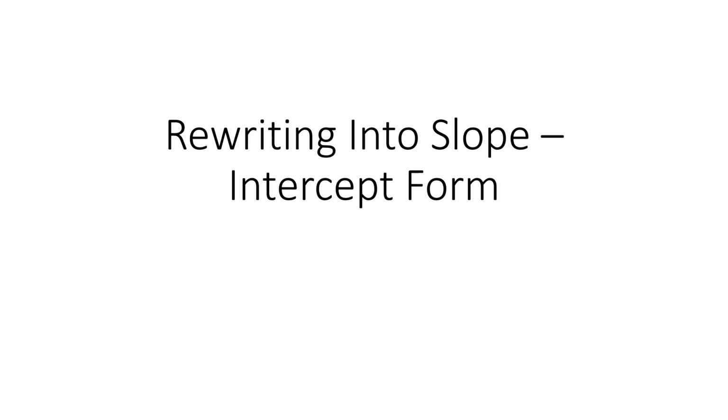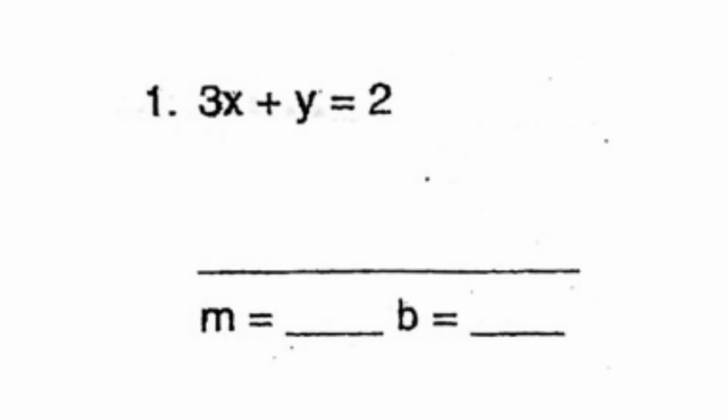This instructional video is on rewriting equations into slope-intercept form. When writing equations in slope-intercept form, we want to reference our general equation of y equals mx plus b. We need the y to be on the left-hand side of the equal sign, the mx to be on the right-hand side of the equal sign, and then the plus b to be all the way at the back.